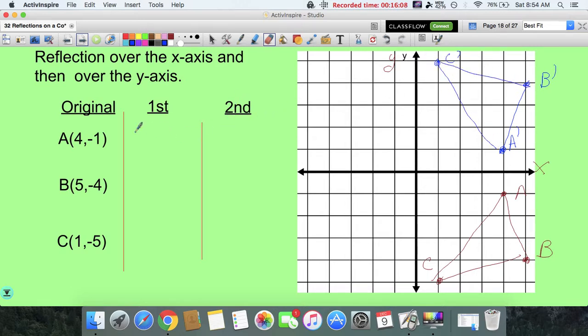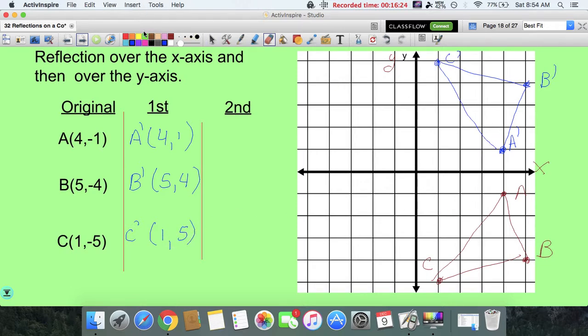Right, so I call them A prime, B prime, C prime, and A prime is going to be 4, 1. B prime is going to be 5, 4. And C prime is going to be 1, 5. Everybody's positive in quadrant 1.